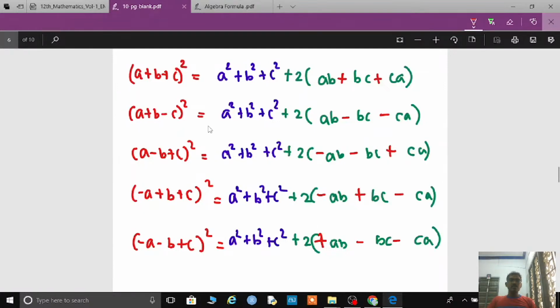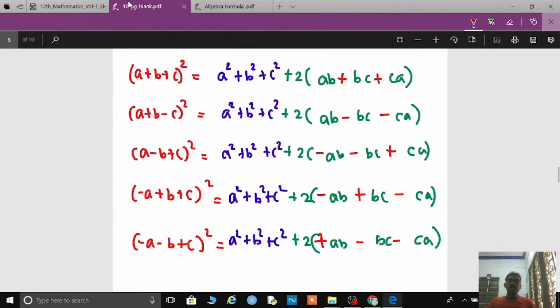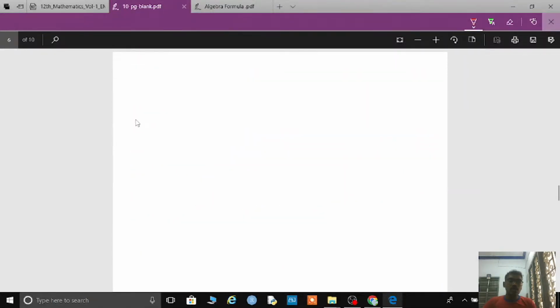Okay, so these are the special formulas. Now a few final formulas are left over: a plus b the whole cube and a minus b the whole cube. If we derive these formulas, I mean the 9th and 10th, we can easily derive the 11th as well as the 12th. Got it? Just look at that: a plus b the whole cube as well as a minus b the whole cube.